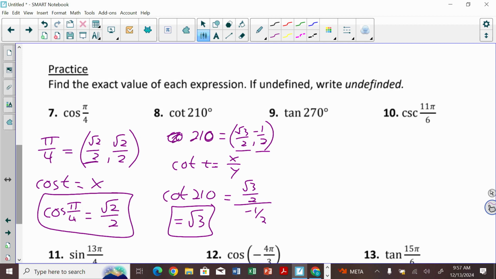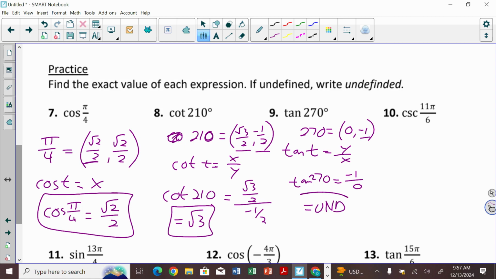as we simplify. All right, tangent of 270. Okay, so 270 is going to go along with the point. Just look up at the circle, 0, negative 1. And we're looking at tangent. Tangent of t is y over x. So in this case, y is negative 1, and x is 0. So we can't have 0, so we'd have undefined. That one.